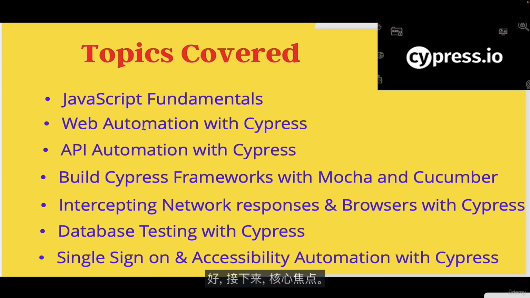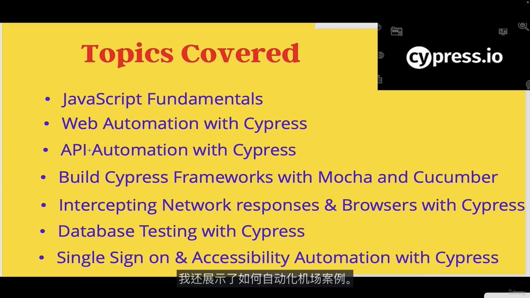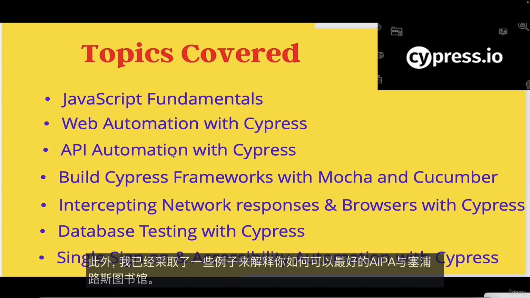Okay. Next, the core focus of what we do here is web automation. So 60% of this course shows how to automate any website on the internet with the Cypress technology. And I have also shown how to automate API test cases. I have taken some examples to explain how you can test APIs with the Cypress libraries.